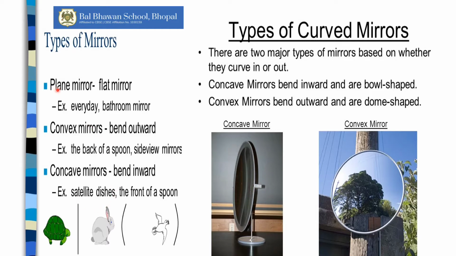And when we talk about plane mirrors, they are flat mirrors, like a bathroom mirror. When you touch the surface of a bathroom mirror, you feel that it is an even surface. But when you touch the surface of a convex mirror, you see that it is bulging outward. And when you touch the surface of a concave mirror, you find that it is bulging inward.